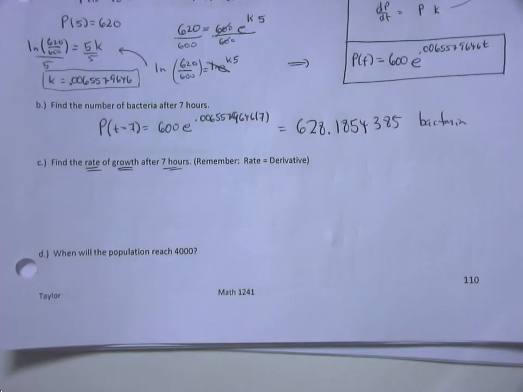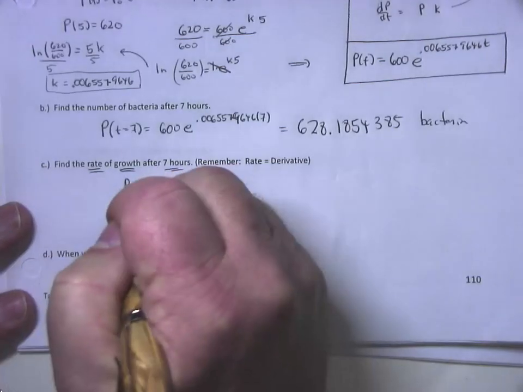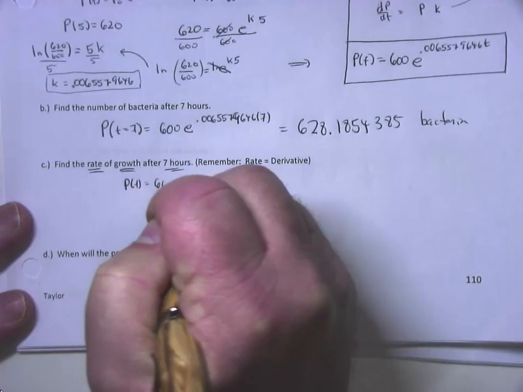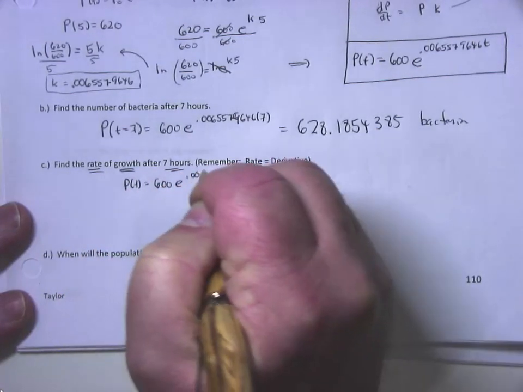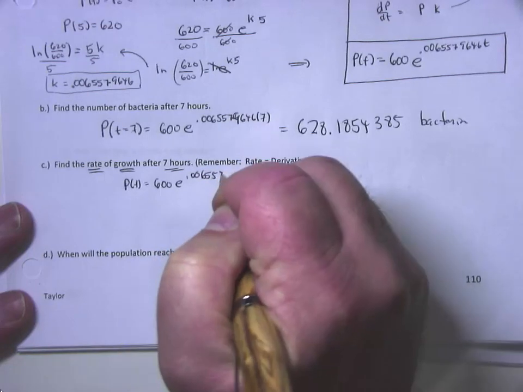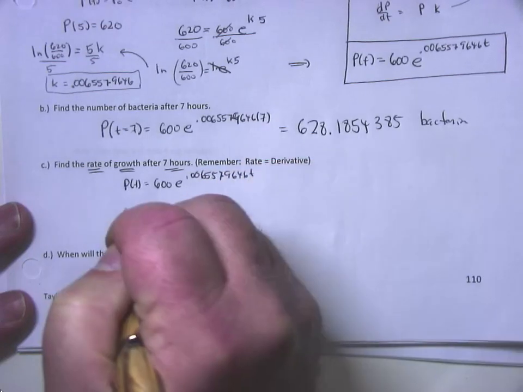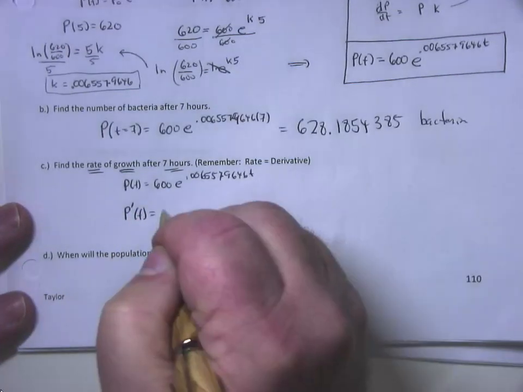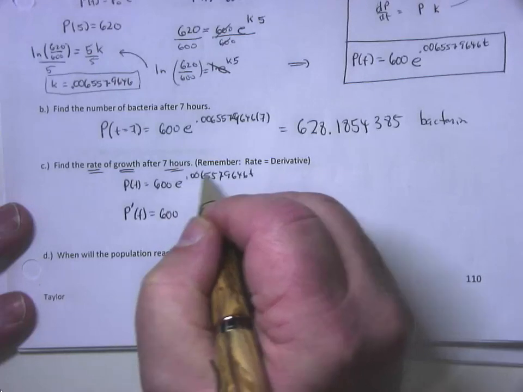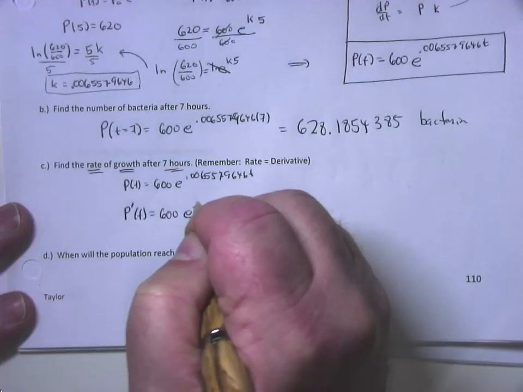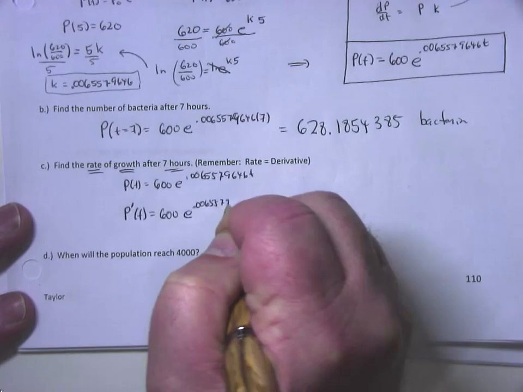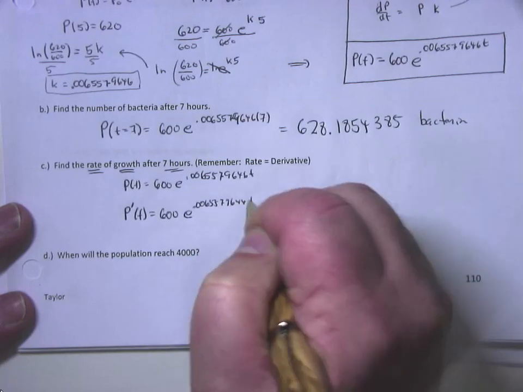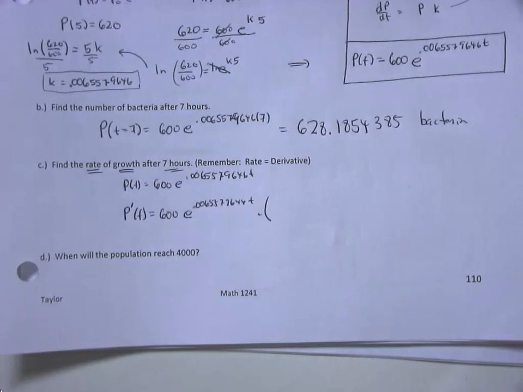Rate of growth. When you hear that word rate, what does it mean? Derivative. So, remember, here's my formula. P of t equals 600 e to the 0.00655799646t. So what would P prime of t, or dP over dt be? Well, 600 is a constant, leave it alone. Derivative of e to a function is going to be e to the function, e to the 0.00655799646t, times the derivative of the exponent.